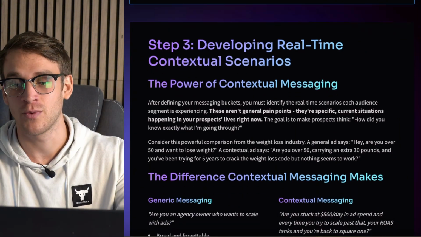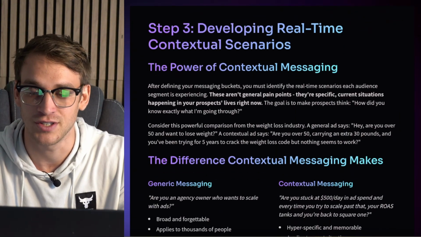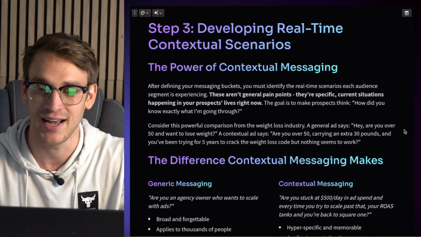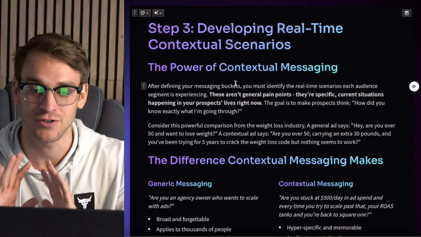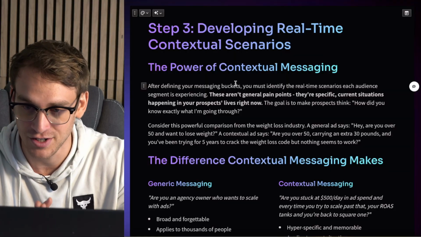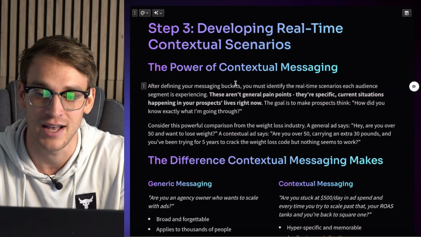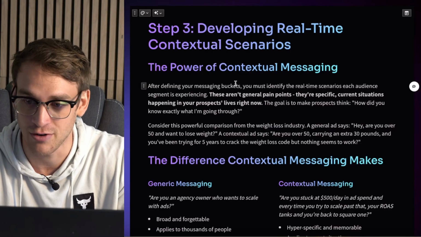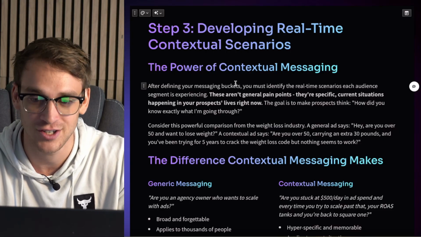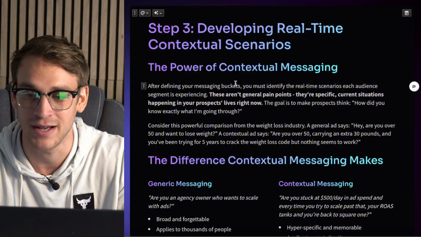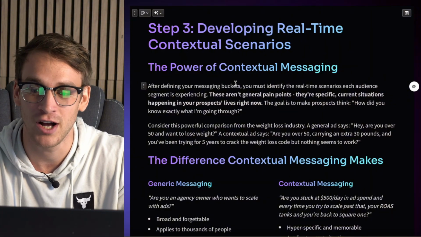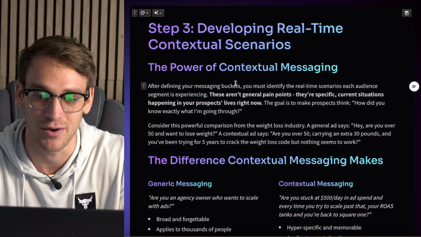Now, step 3 is we're going to start to develop real-time contextual scenarios. This is where we're going to start to ideate our ads. So the power of contextual messaging: after defining your messaging buckets, you must identify the real-time scenarios each audience segment is experiencing. These aren't general pain points. They're specific current situations happening in your target prospect's lives right now. The goal is to make the prospect think, how did you know exactly what I'm going through? How do you know what I'm thinking?